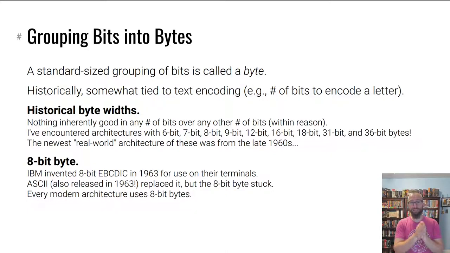EBCDIC was an 8-bit text encoding, and IBM's mainframes were very widespread by 1963, and so they kind of created the 8-bit byte by accident. ASCII replaced EBCDIC, but the concept of 8 bits to a byte stuck. Every modern architecture uses 8-bit bytes. Technically speaking, a byte is not officially defined as 8 bits. That's an octet, if you want to be extremely precise. But whenever anyone says byte, they mean 8 bits, except in very esoteric situations. So, bits form into bytes, each of which can hold some values or, you know, encode some text if you look at it as text.